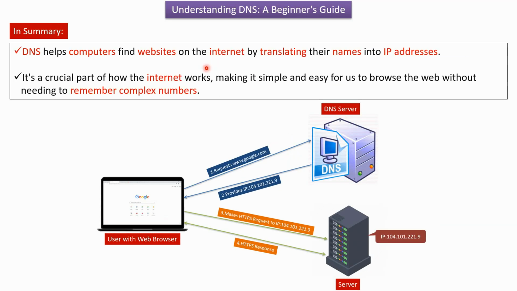In summary, DNS helps computers to find websites on the internet by translating their names into IP addresses. DNS is a crucial part of how the internet works, making it simple and easy for us to browse the web without needing to remember complex numbers.